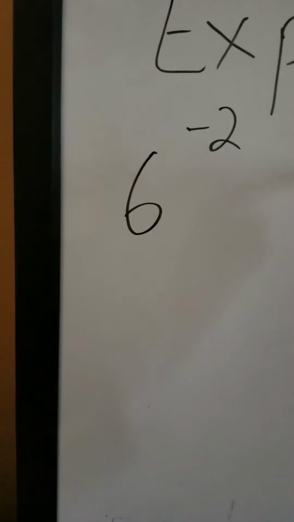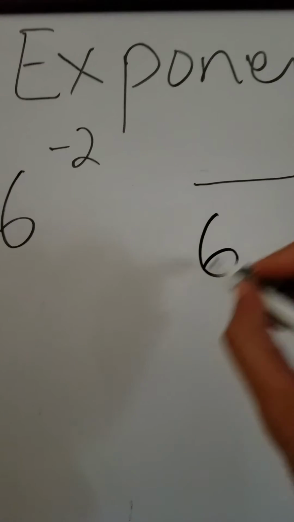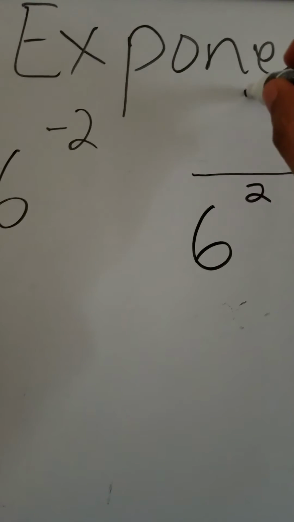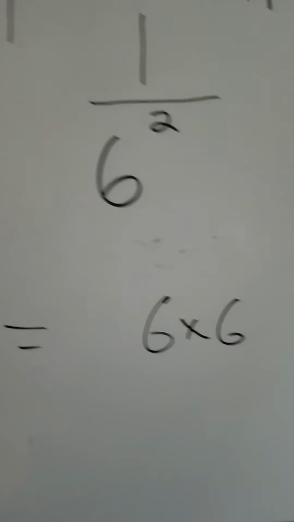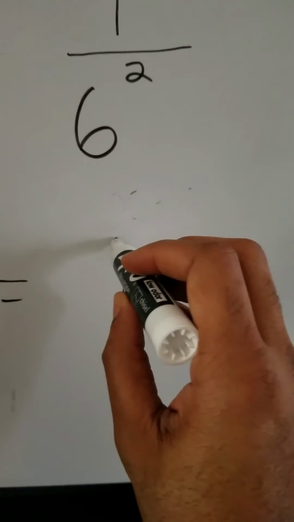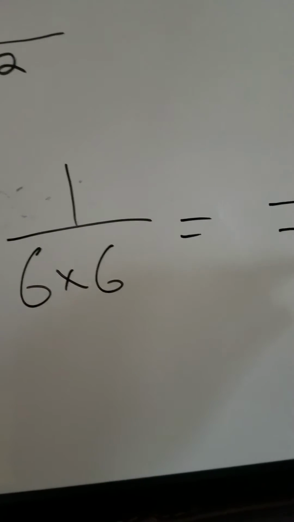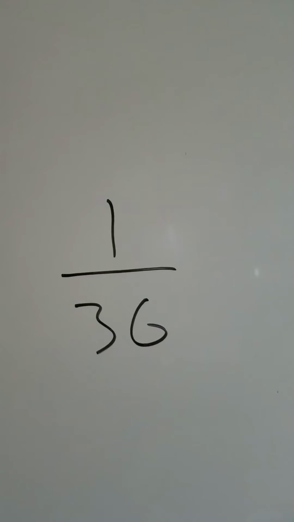This negative sign simply means that we have a fraction, and 6 raised to the 2nd power is in the denominator of the fraction, and the numerator is 1. So when we have 6 raised to the negative 2, treat it just the same as if we had 6 raised to the 2nd power, where we have 6 being replicated twice, so 6 times 6, except we just put it in the denominator of a fraction. And so we know 6 times 6 is 36, so what we have is 1 over 36.